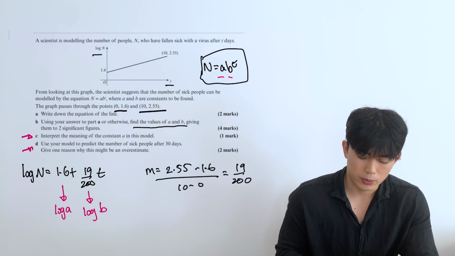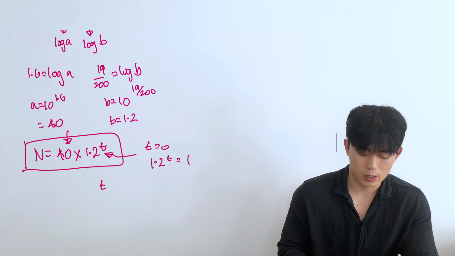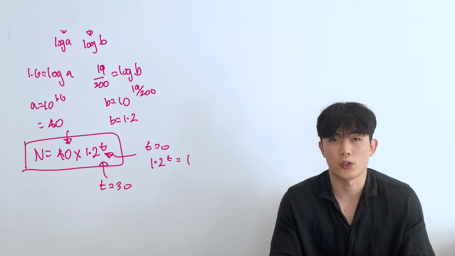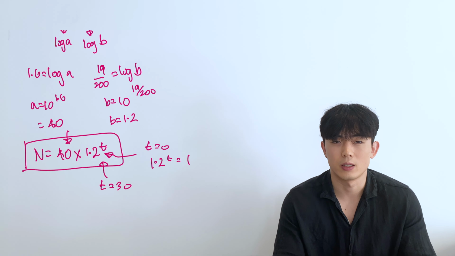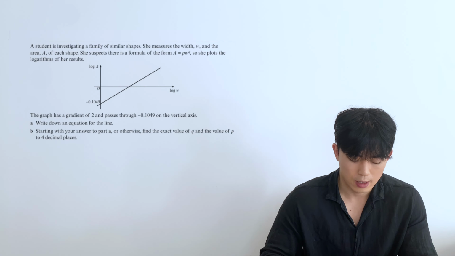D. Use your model to predict the number of people sick after 30 days. Well, you just have to plug in t is 30 into this equation here, and then you find the n value. So the latter questions are not too difficult. It's initially determining what the gradient is equal to, and then what the y-intercept is equal to. Let's just try one final one.